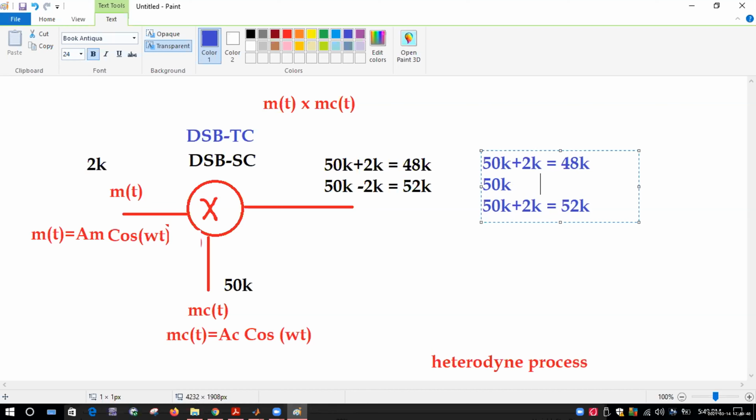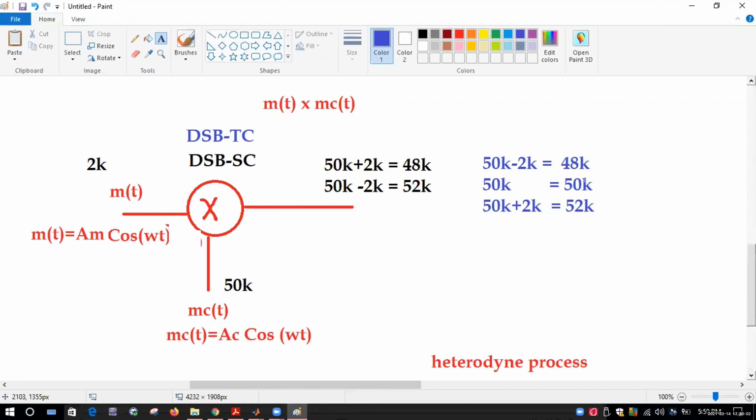So we get here 50K. 50 is the carrier. In this case, we are transmitting 3 signals. We use an antenna, and that antenna sends out in the air 3 signals: the lower sideband, the upper sideband, and the carrier.